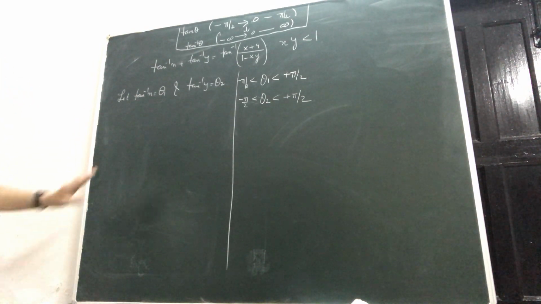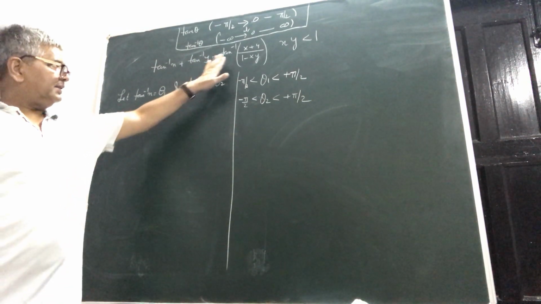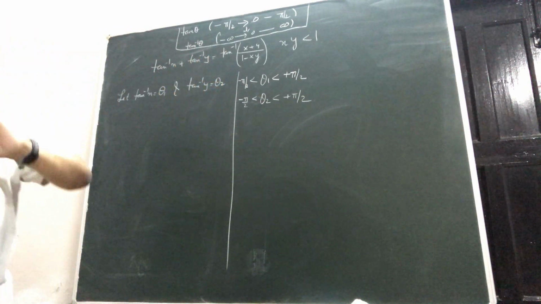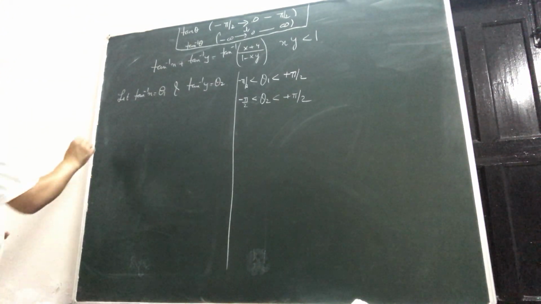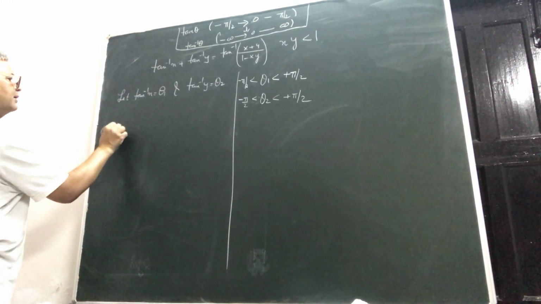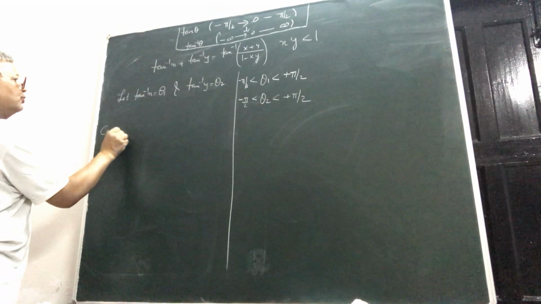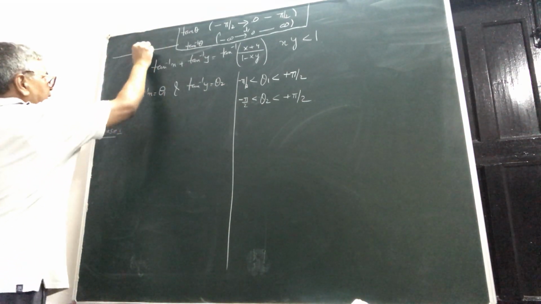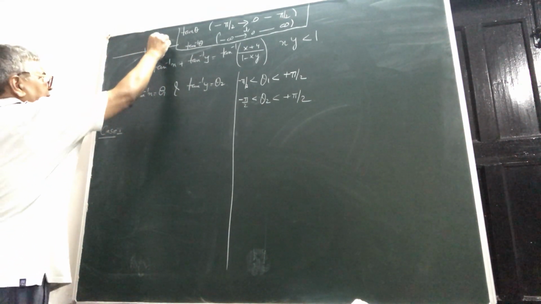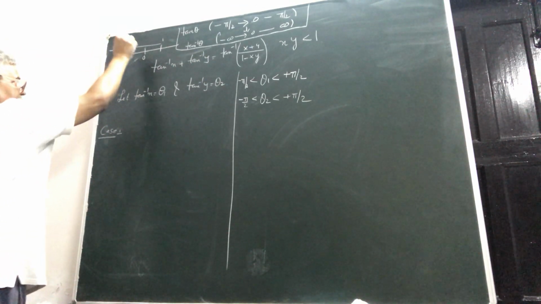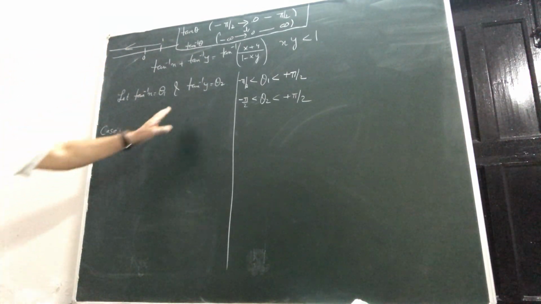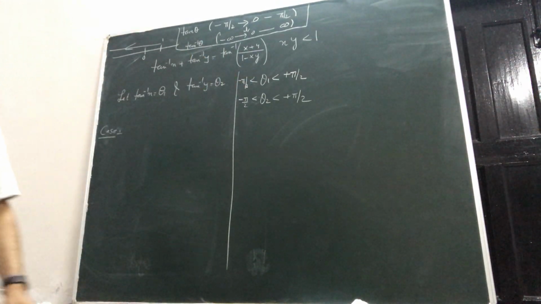Firstly, I will show that this result holds when xy is less than 0. Case 1, I am doing it. Because what you want to show is that this is 0 and this is 1. If xy is less than 1, the product is on the left side of 1. Then your result is like this.